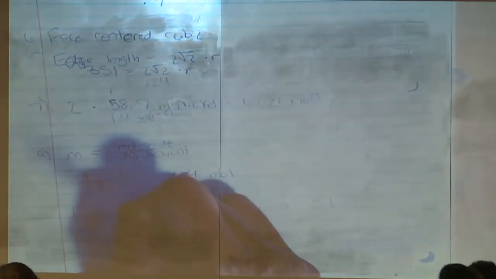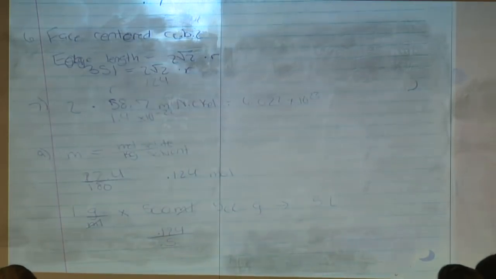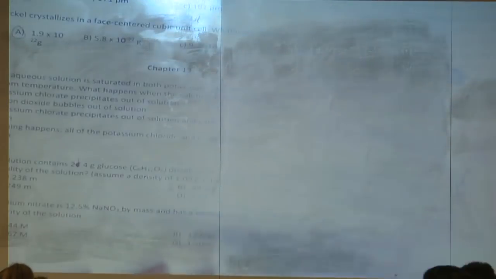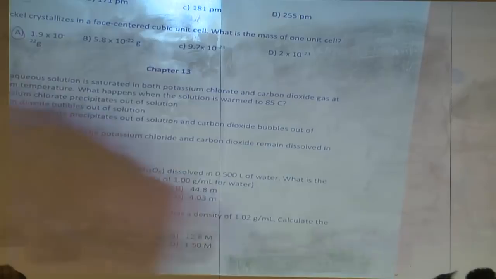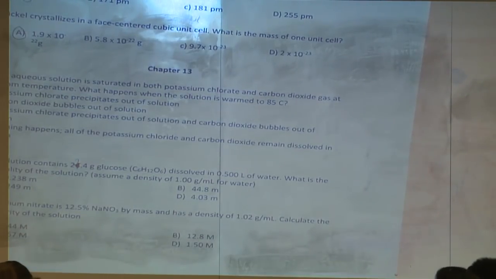Okay. 0.124. So you have 0.124 divided by 0.5. So we get 0.248, which is C. All right. Everybody good on that one? Okay.